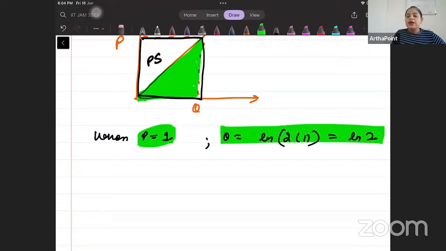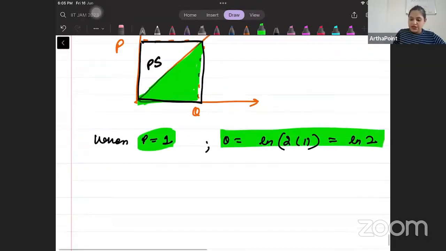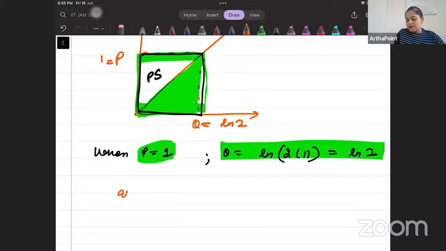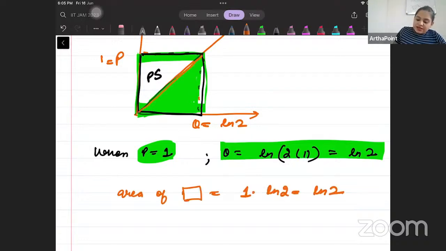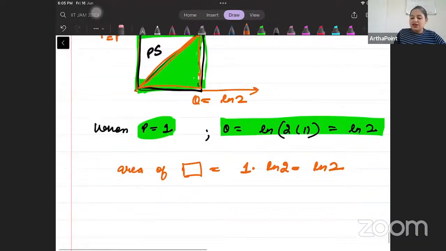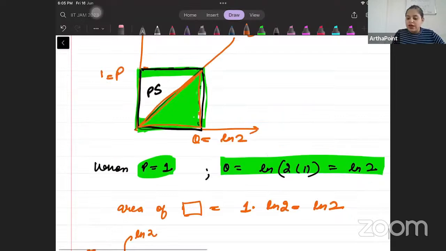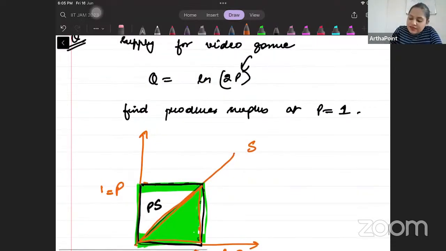Right? Now, if I first find the area of the square, that means P into Q. What is P? 1. What is Q? ln 2. So area of the square will be 1 into ln 2, which will be ln 2. Then I will find the area under this curve beta. So area under the curve means what? I will integrate from 0 to ln 2. What will I integrate? I will integrate this curve. And what is the curve that I have? My curve is this. Q is equal to ln 2p.